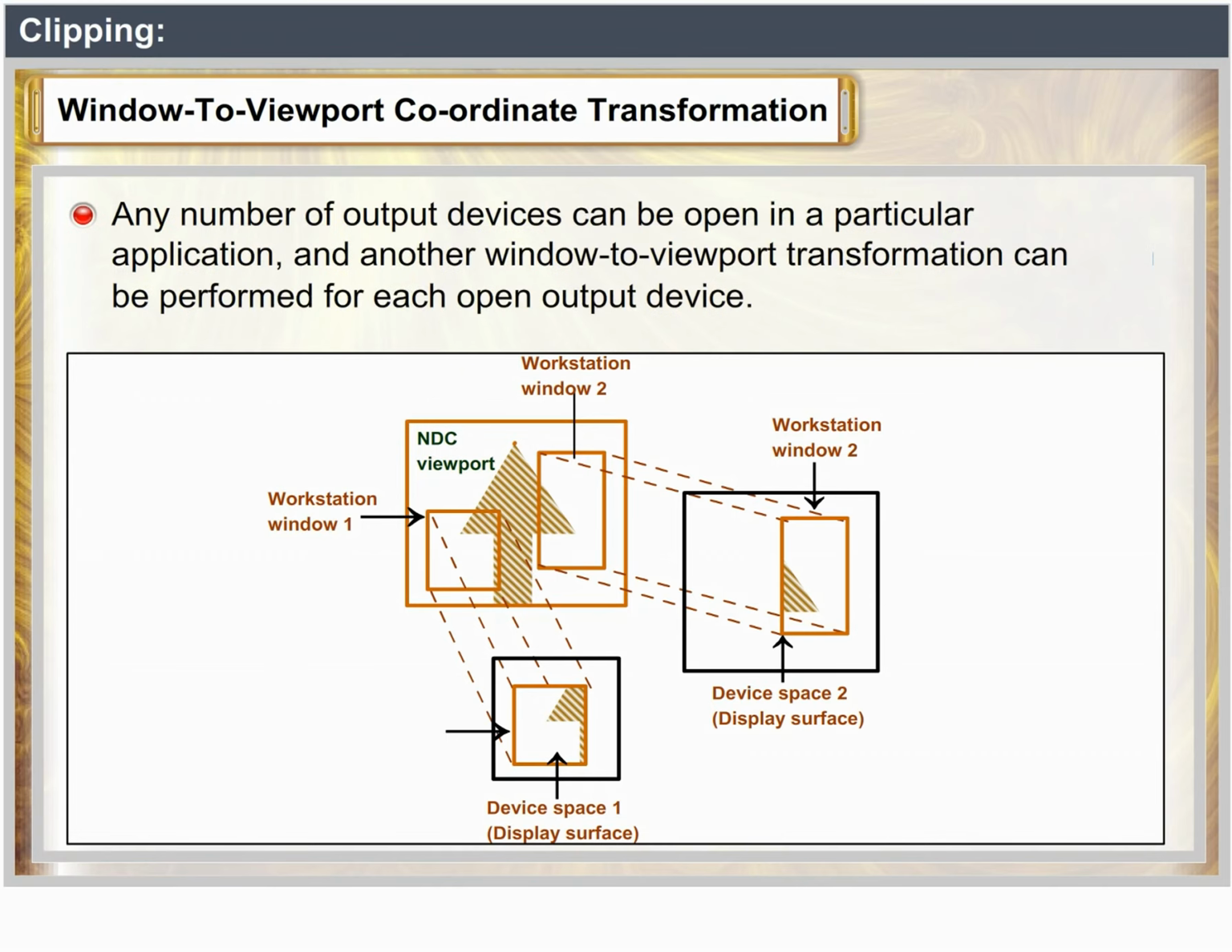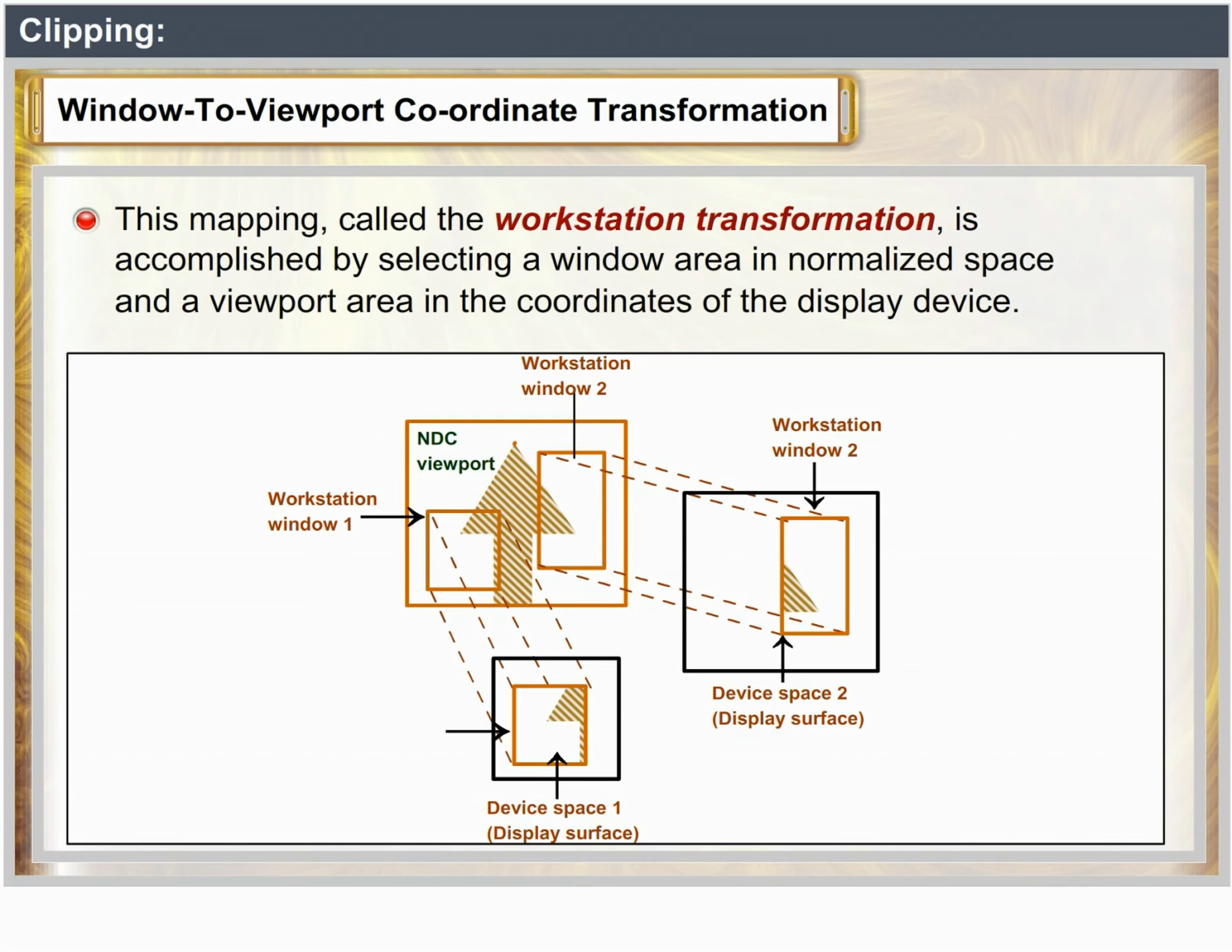Any number of output devices can be opened in a particular application, and another window-to-viewport transformation can be performed for each open output device. This mapping, called the workstation transformation, is accomplished by selecting a window area in normalized space and a viewport area in the coordinates of the display device.